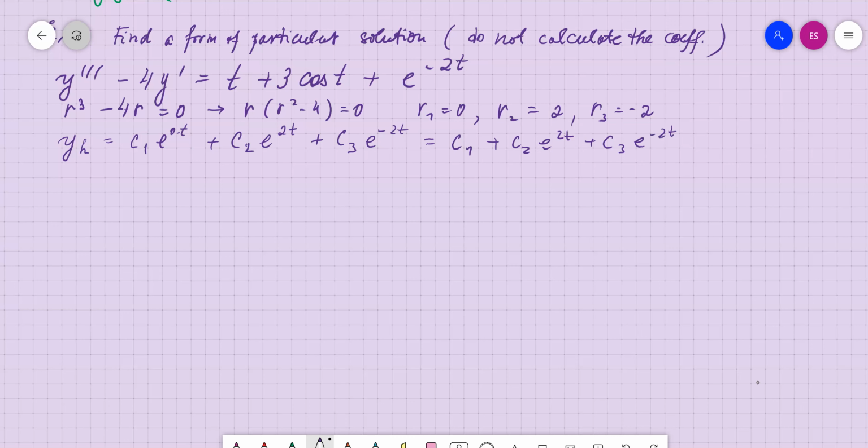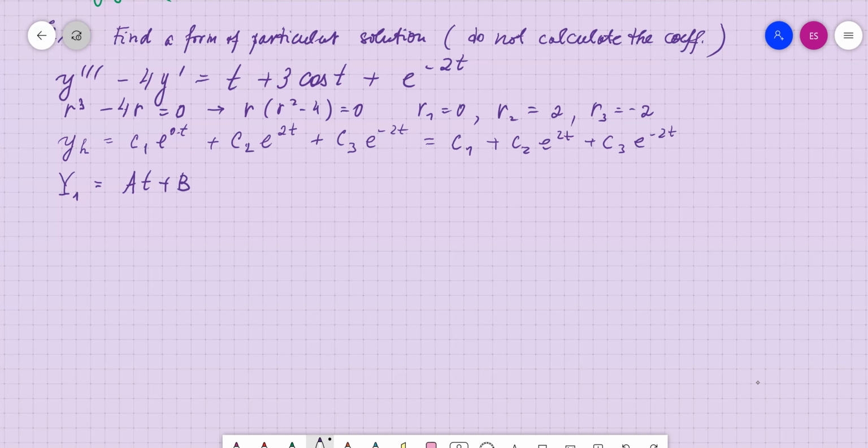Now I'm going to choose a particular solution for each function I have on my right side. I'm going to start with the polynomial function. So I'm going to choose y1. y1 is going to work for the polynomial function. So guys, normally if you have a polynomial expression of the first degree, your particular solution is At plus B, right? You're supposed to search for a particular solution in the same form with the same degree of polynomial, right?